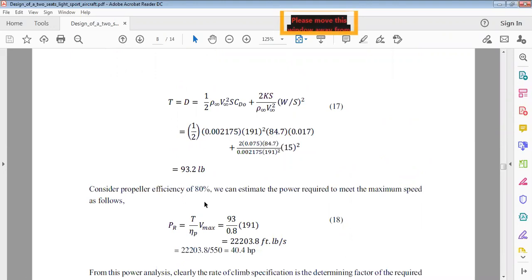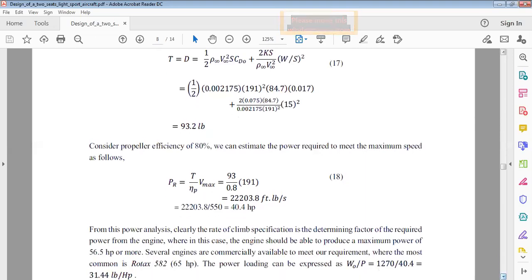Consider propeller efficiency is about 80%, so 80 by 100 is 0.8, we have taken that up, right? We can estimate the power required to meet the maximum speed. So T times Vmax by eta p, so 93 by 0.8, it is 191. Therefore the power required will become 40.4 HP. So this is for the maximum speed, as follows.